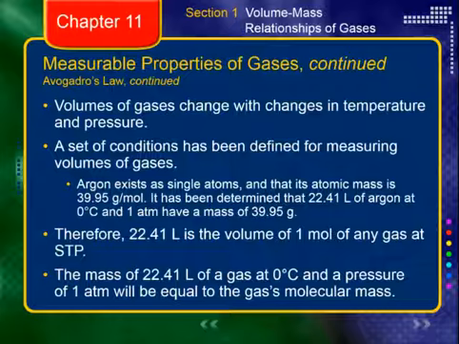We chose argon, but it actually represents all gases because all gas particles are so far apart that the actual mass of the individual particles is negligible. The mass of 22.41 liters of any gas at 0 degrees Celsius and a pressure of 1 atmosphere will be equal to the gas's molecular mass, because that 22.41 liters is defined as having 1 mole of that gas. So if we measure the mass of that sample of gas, we will now know its molecular mass.